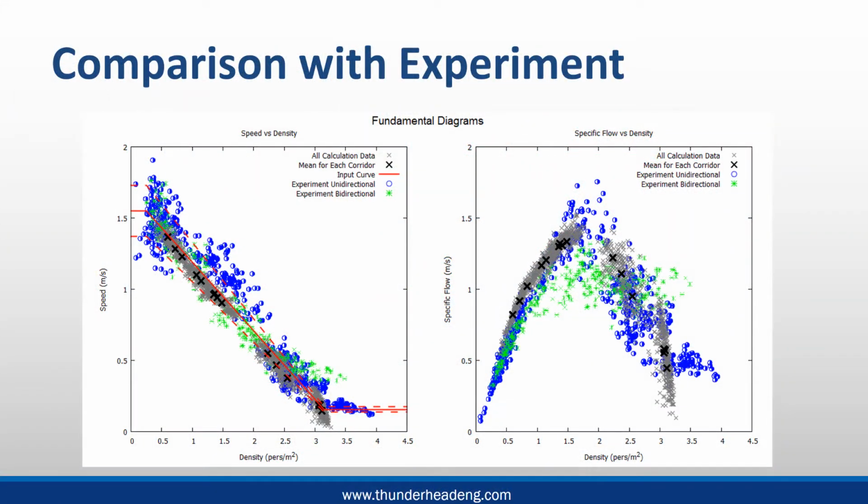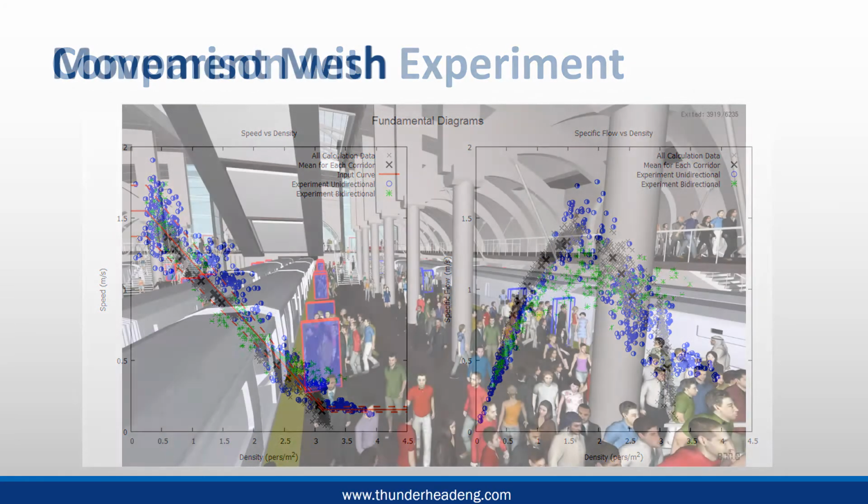We perform the calculation and then compare our results to the experimental data. In this figure, the blue and green dots are the experimental data, while the gray and black X's are the calculation. You can see a good correlation between calculation and experiment.